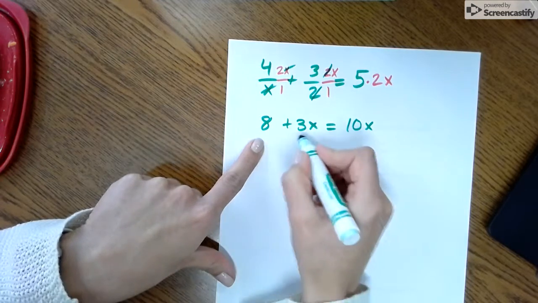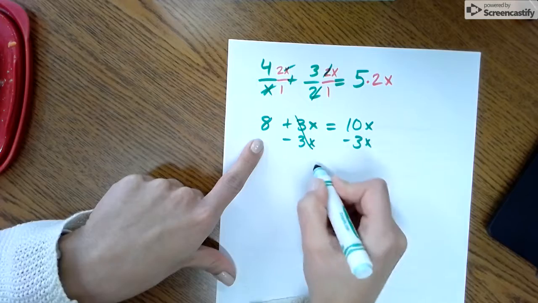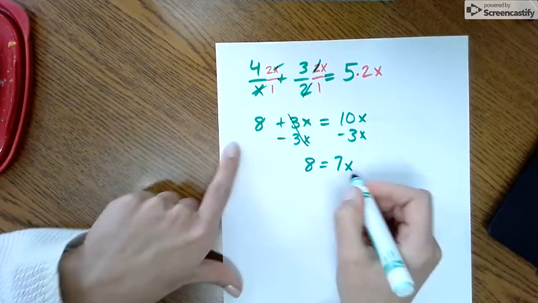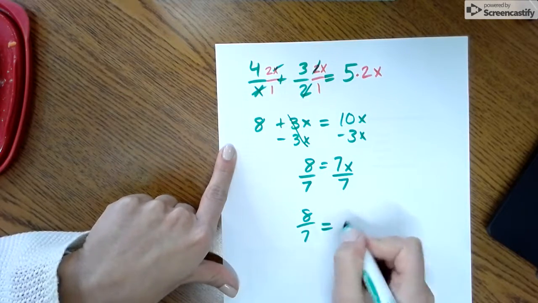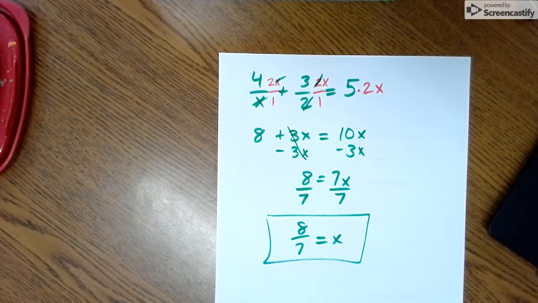All right, I notice that my only constant is on this side, so I'm going to bring my variables to the right-hand side. So 10x minus 3x is 7x, and then divide by 7 to get x alone. So in this one, my answer would be 8 over 7.